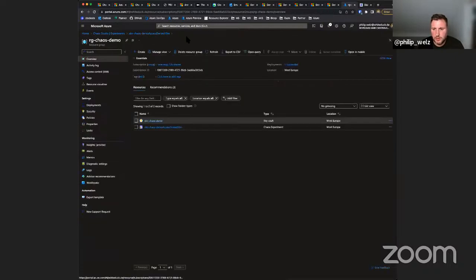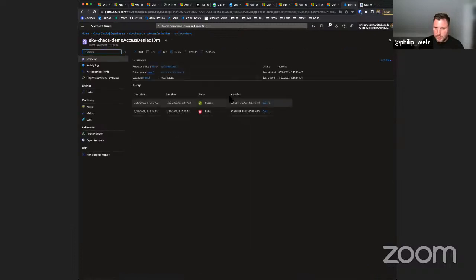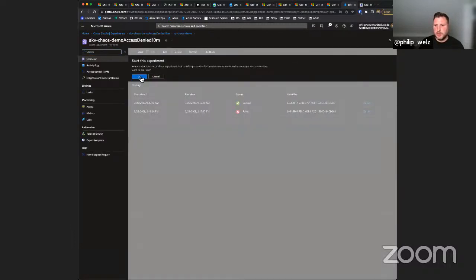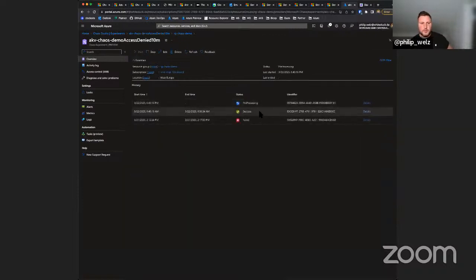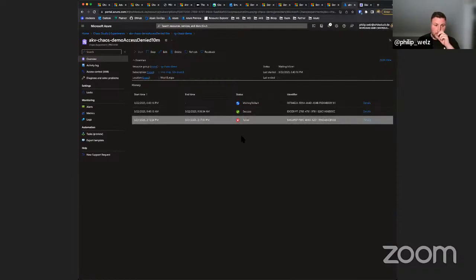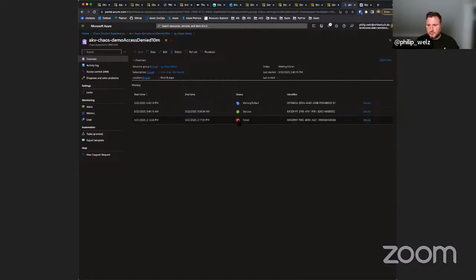When I go now back in the resource group, I can see that the chaos experiment is a real Azure resource. So it will be placed in my resource group, whereas the target is more a global resource, and we don't have any resource created for this in Azure Resource Groups or Azure Resource Manager. So I go here and I can start my experiment, and then it will change the status to pre-processing and check if everything is okay. And you can see here that I started the experiment without enabling the capability. So that's why it failed. We could also do that now, but yeah, we want to see a green button.